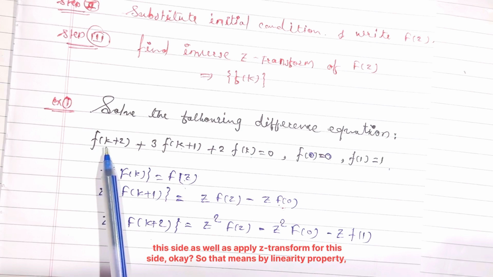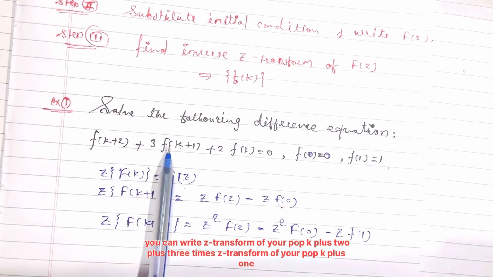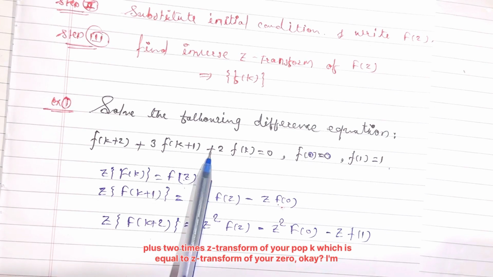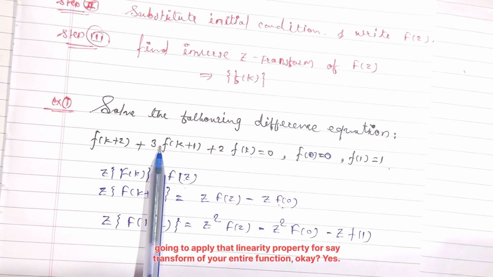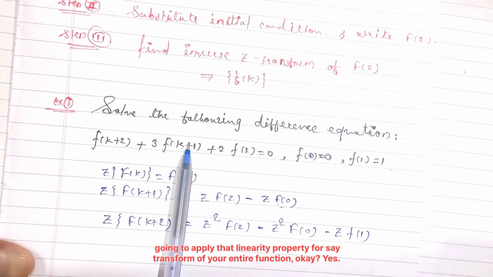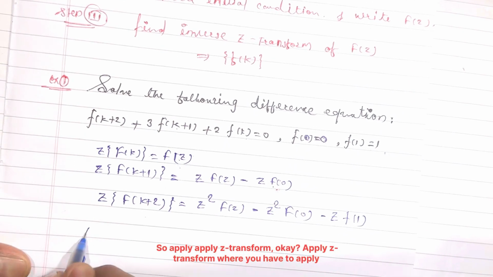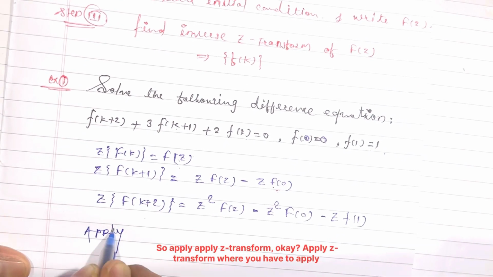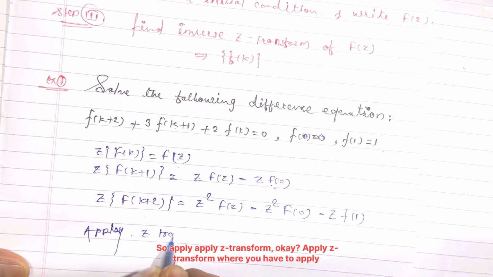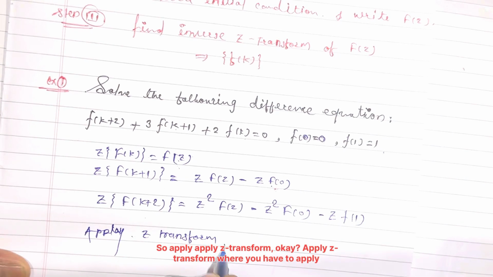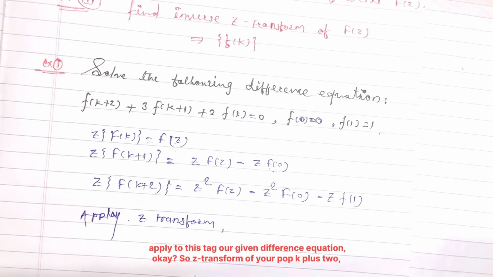Okay, so that means by linearity property you can write z transform of f of k plus 2 plus 3 times z transform of f of k plus 1 plus 2 times z transform of f of k, which is equal to z transform of 0. I'm going to apply directly the linearity property for Z transform of the entire function. Apply Z transform to our given difference equation.